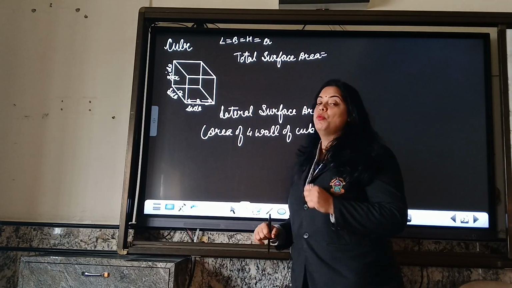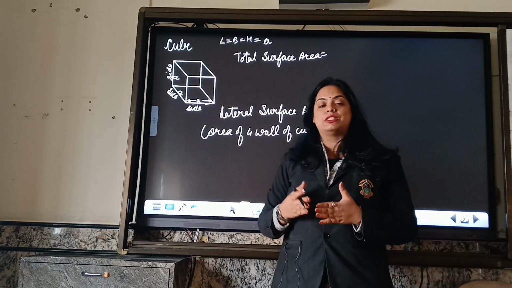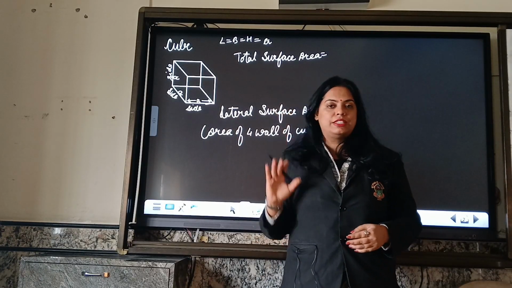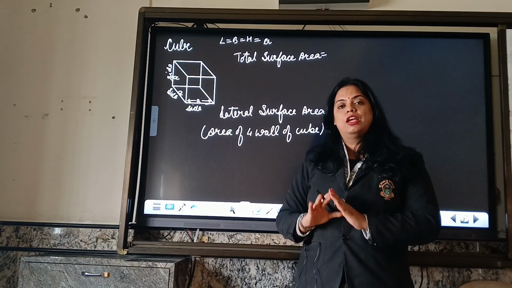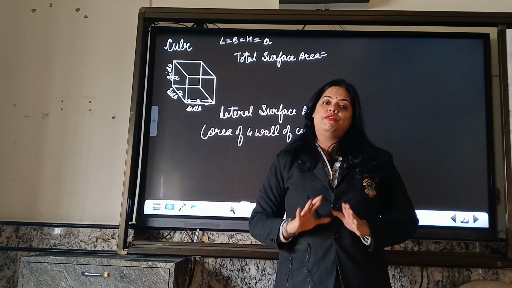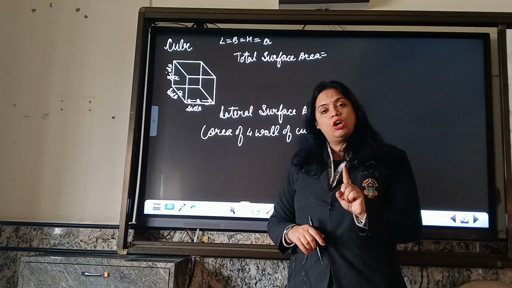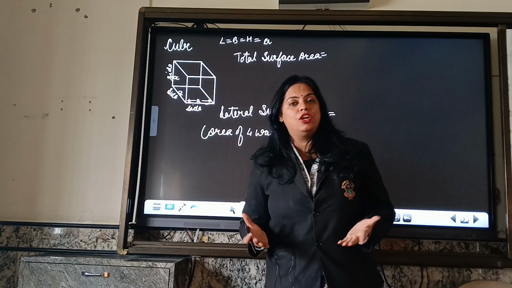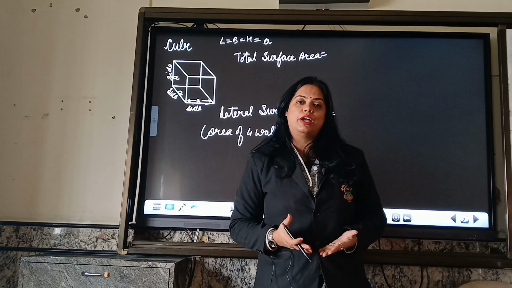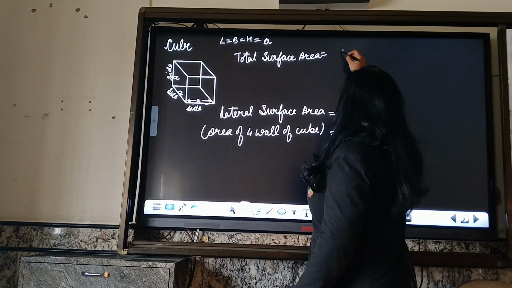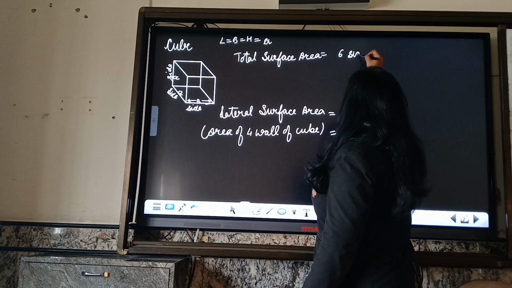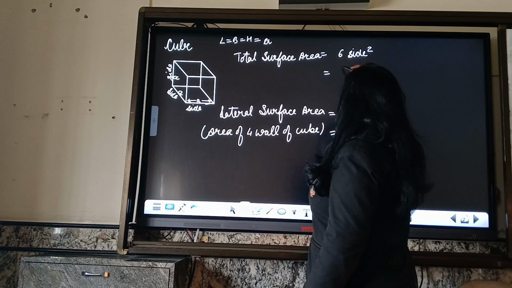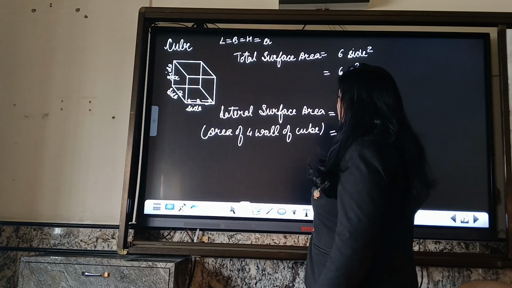So in a cube, how many faces do we have? Again we have the same 6 faces: 4 walls, 1 floor and 1 ceiling. So we have 6 faces, and all 6 faces are in the form of a square. If the area of one square is A square, what is the area of such 6 squares? It is 6 times side square. Or we can say if the side is A, I will write 6A square.